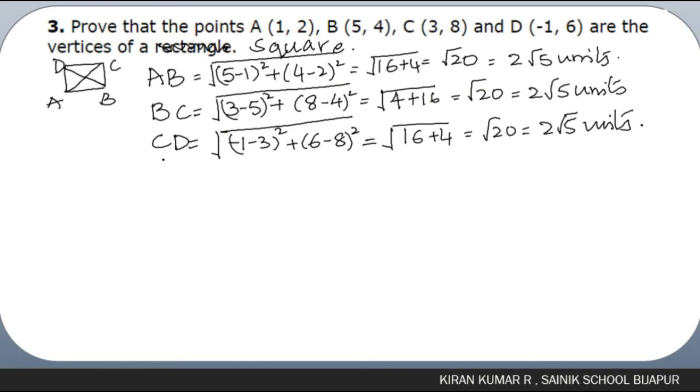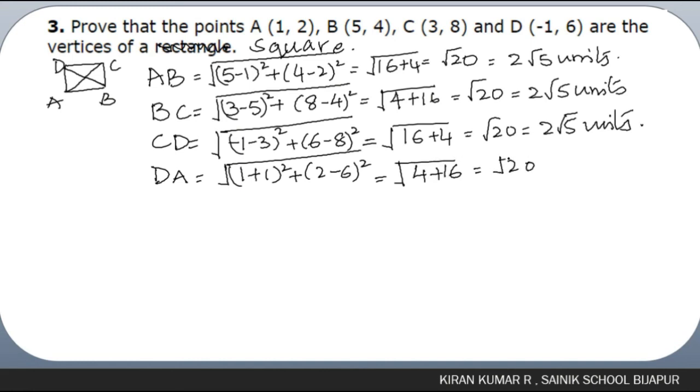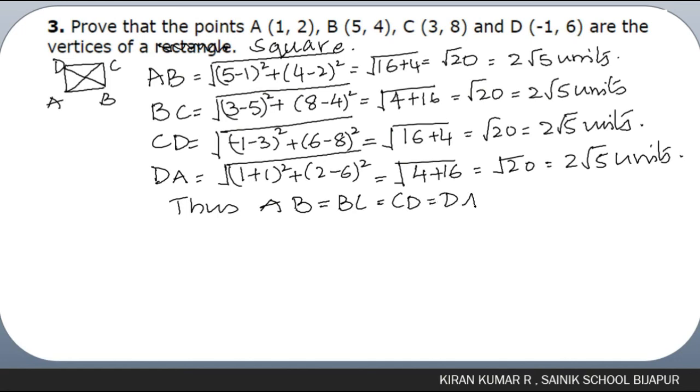Let's find the fourth side, DA. This will be a root of 1 plus 1 whole square plus 2 minus 6 whole square. This will be root 4 plus 16, we got again 2 root 5 units. All sides have become equal now. Thus, we have all the sides equal: AB equal to BC equal to CD equal to DA.